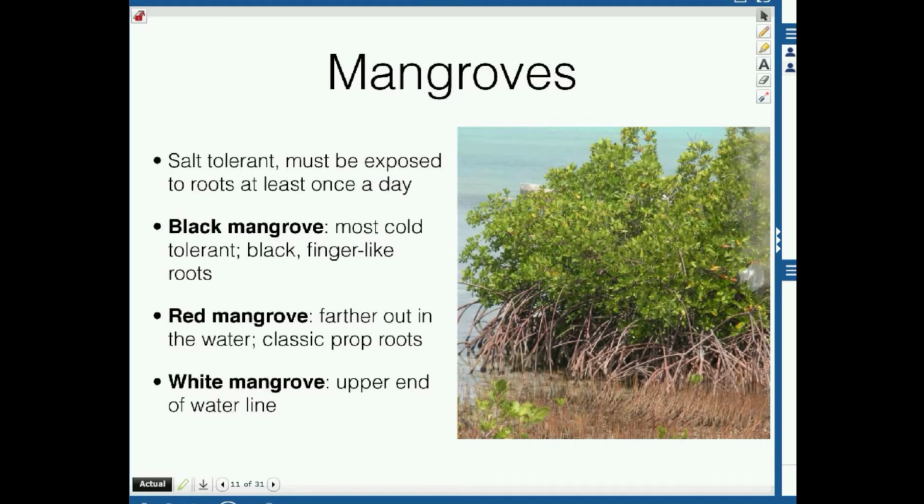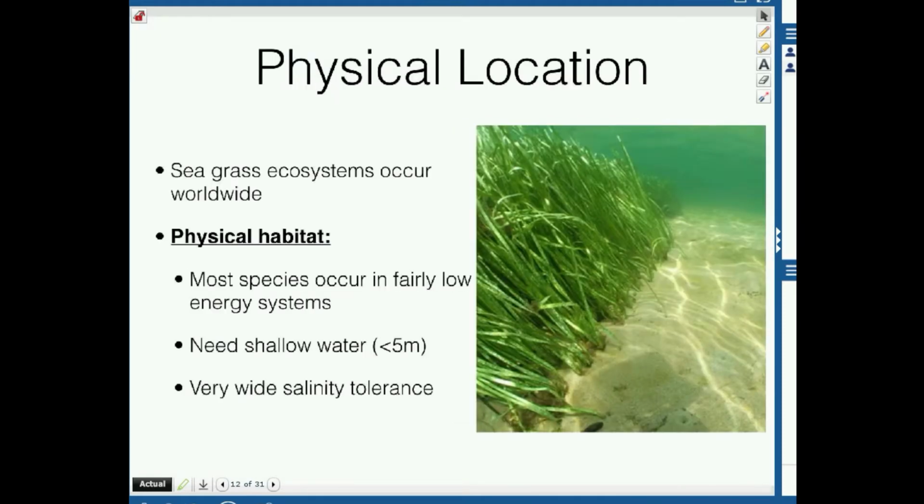So this is an example of a red mangrove. You can see those prop roots right there. And this is, again, just what I was telling you earlier.